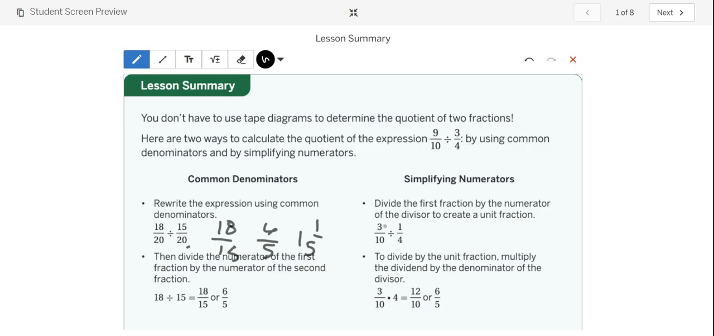Over here, 3 divided by 1 works great, but 10 divided by 4 does not. And so you would take a look at the right side, flip it over, and then you multiply. You've got 3/10 times 4 over 1 equals 12/10, which is the same as 6/5.